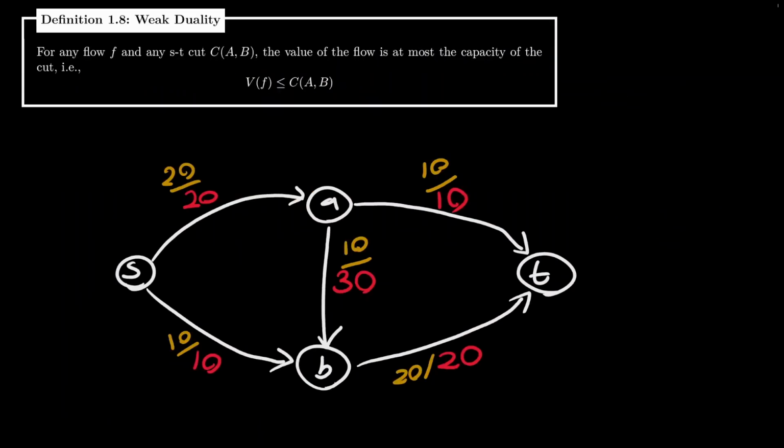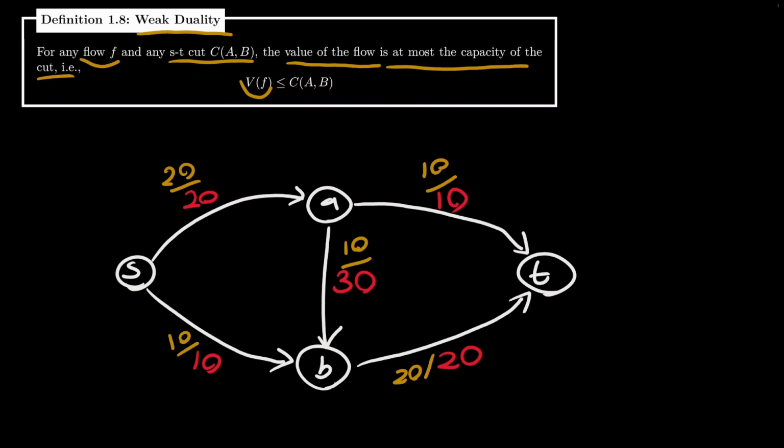Now, the second of the two is weak duality. So we're going to bring together our intuition and understanding about network graphs and drive this point home: for any flow f and any ST cut CAB, the value of the flow is at most the capacity of the cut. That's to say that it is impossible to have the value of the flow exceed our capacity.